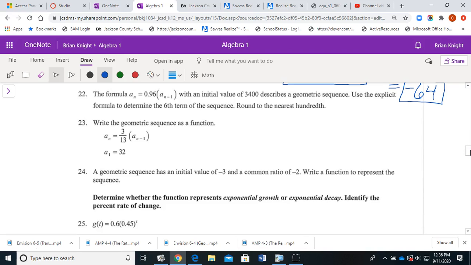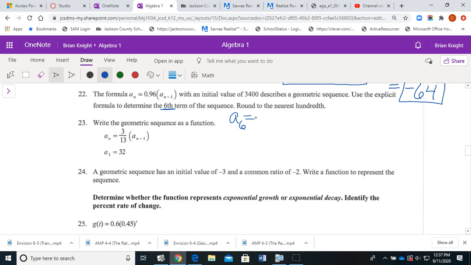It gives you the formula. It gives you the initial value. And it describes a geometric sequence. Use the explicit formula to determine the 6th term of the sequence, rounded to the nearest hundredth. Okay, so make sure you follow directions. So the explicit would be A sub, which one are we looking for? The 6. A sub 6 equals the first term, which is?